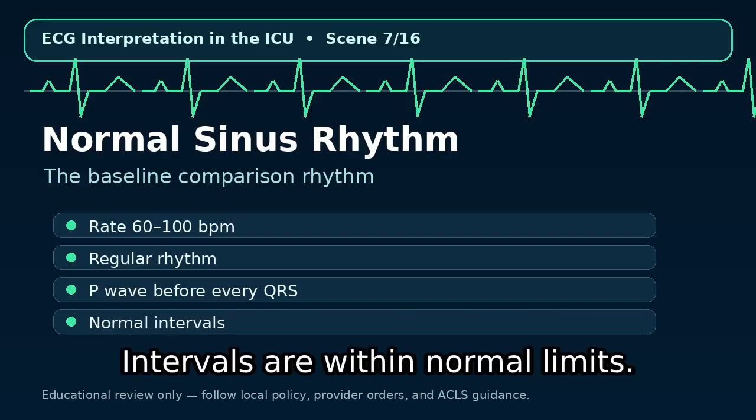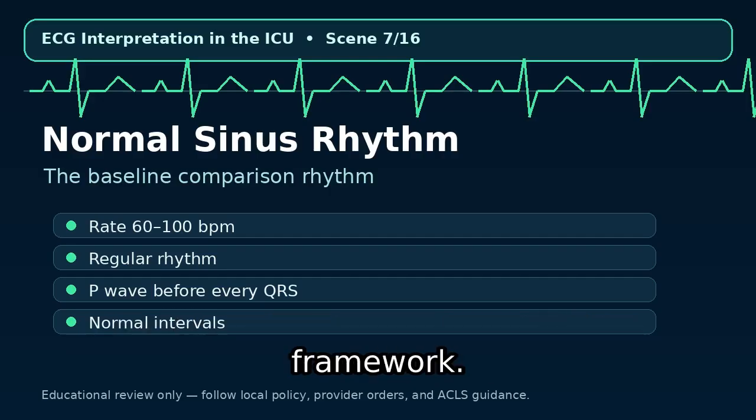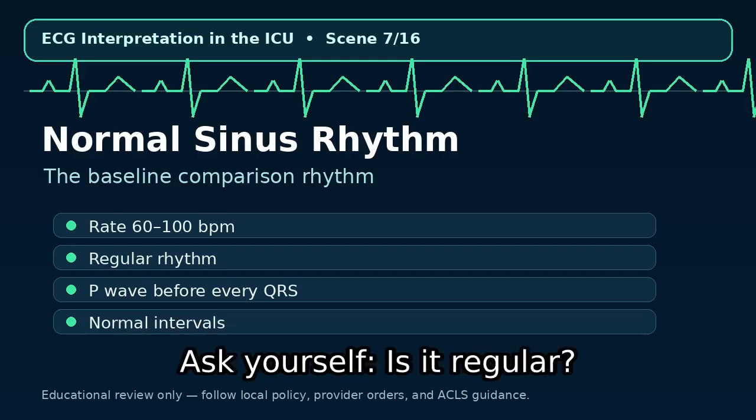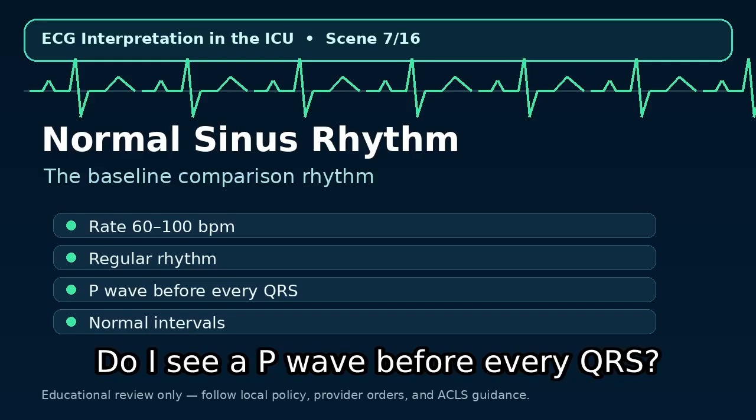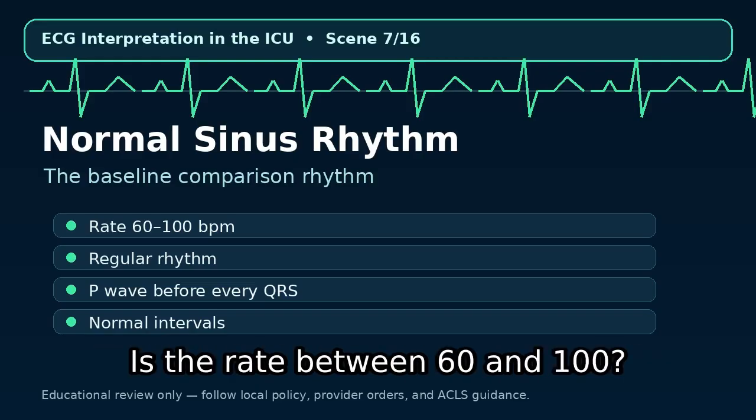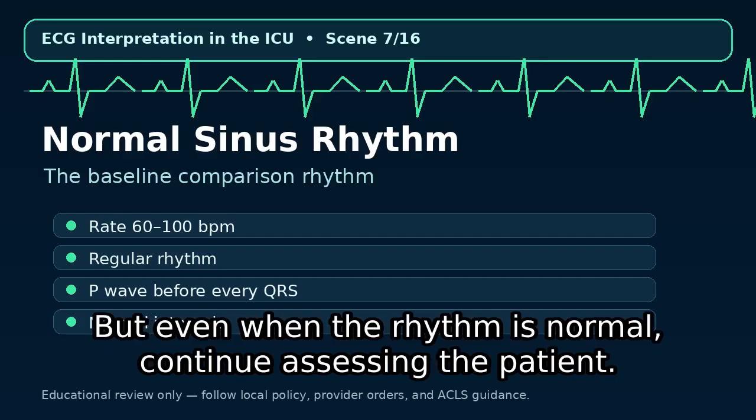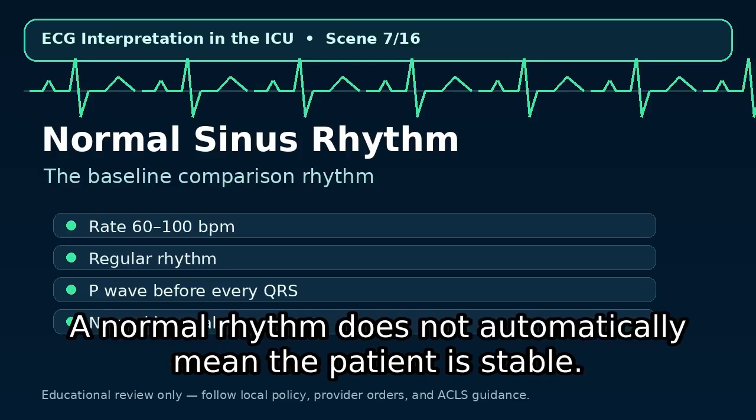For a new ICU nurse, normal sinus rhythm is a good place to practice the framework. Ask yourself, is it regular? Do I see a P wave before every QRS? Is the QRS narrow? Is the rate between 60 and 100? If yes, the strip likely fits normal sinus rhythm. But even when the rhythm is normal, continue assessing the patient. A normal rhythm does not automatically mean the patient is stable.